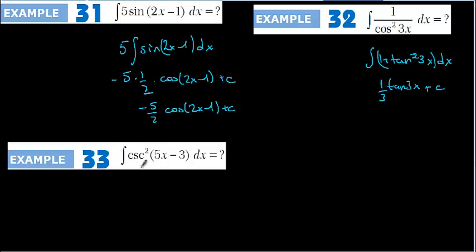Okay, the next one, cosecant square. This time this is 1 over sine square x. So the integral of 1 over sine square dx, of course, this is sine square. This is the integral of 1 over sine square 5x minus 3 dx, and that's equal to 1 plus cotangent square 5x minus 3 dx.